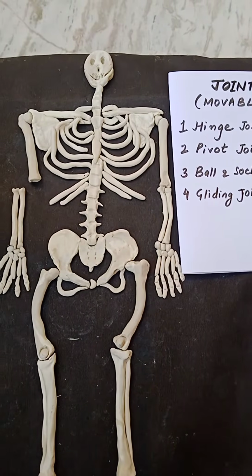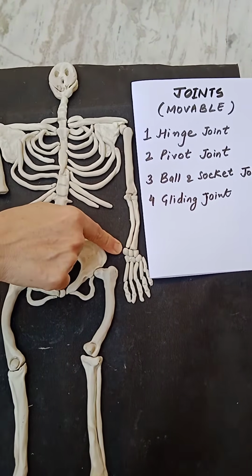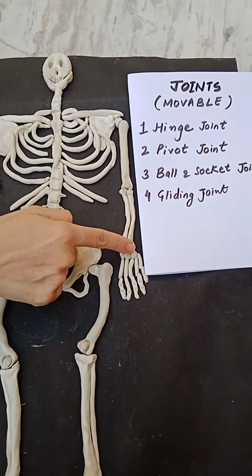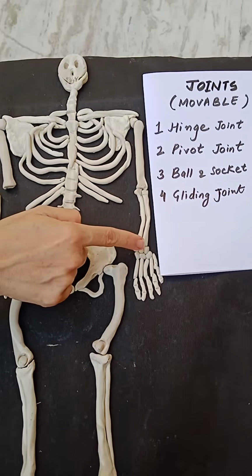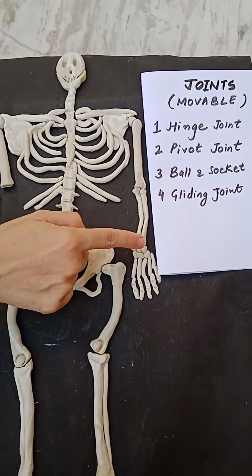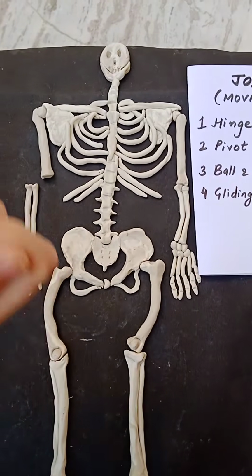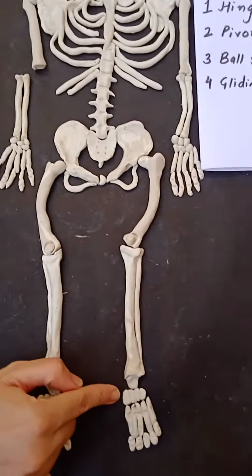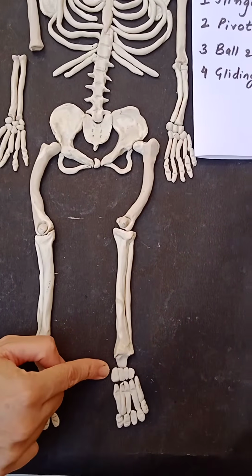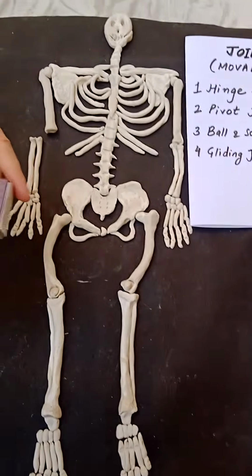Now gliding joint is present in your carpals. These are your carpal bones. I told you about these bones in my previous video also when we discussed the skeleton system. Between these bones your gliding joint is present. These are flat bones, and this joint allows the movement that is a little restricted but still smooth, still gliding. Then your gliding joint is also present here, in the tarsal bones. These are your feet bones, so here also your gliding joint is present.